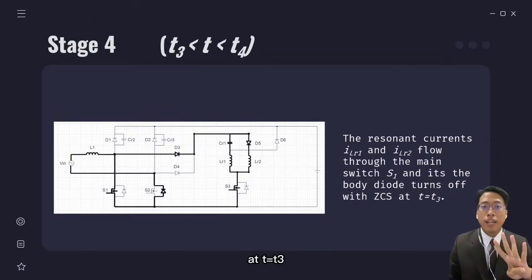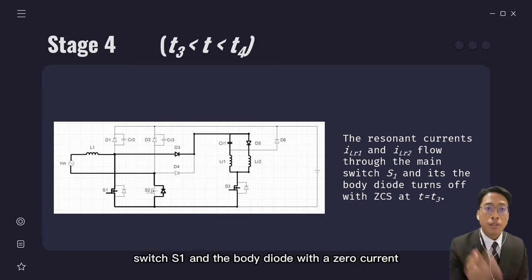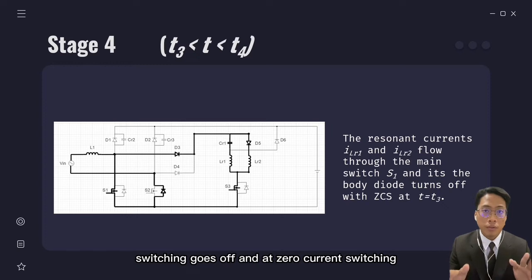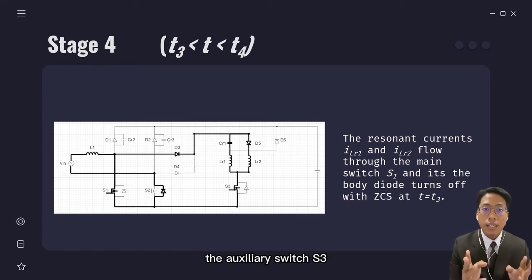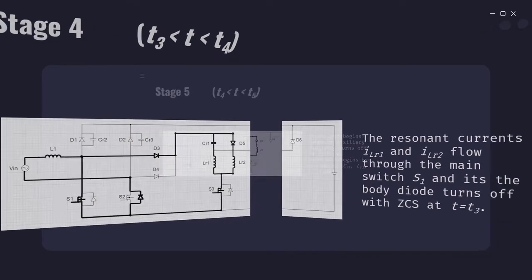During stage 4, at T equal to T3, both the resonant currents flow through the main switch S1, and the body diode with zero current switching goes off. And at zero current switching, the auxiliary switch S3 is switched off and the diode D3 is naturally closed.